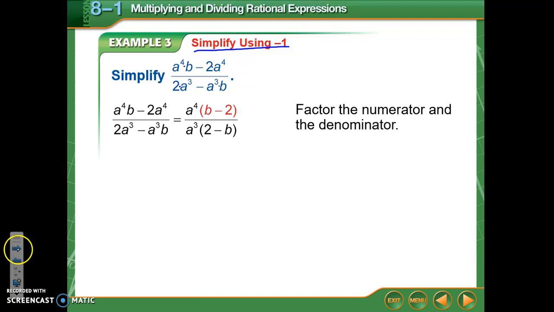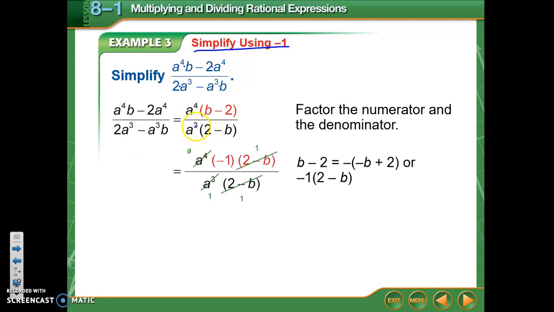Remember, the first kind of factoring we always try is GCF. In this case, my numerator has a GCF of a to the 4th times the quantity of b minus 2, and my denominator has a GCF of a cubed times the quantity 2 minus b. Now you have to be careful because b minus 2 and 2 minus b are very close, but they're not exactly the same. Up here, my b is positive and my 2 is negative. In the denominator, my b is negative and my 2 is positive.